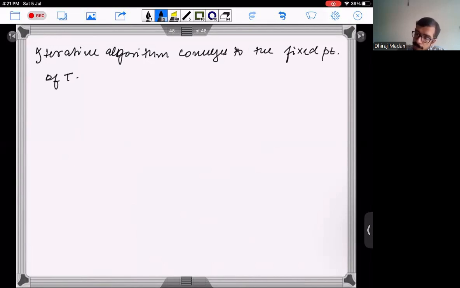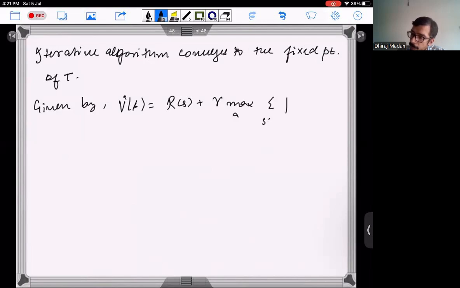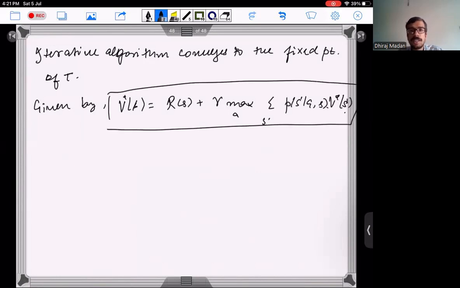This is given by V star of S, which is nothing but R of S plus gamma times max over A, sum over S prime, P of S prime given A and S, times V star of S prime. This is the solution of Bellman's equation for the optimal value function. So the same iterative algorithm works.